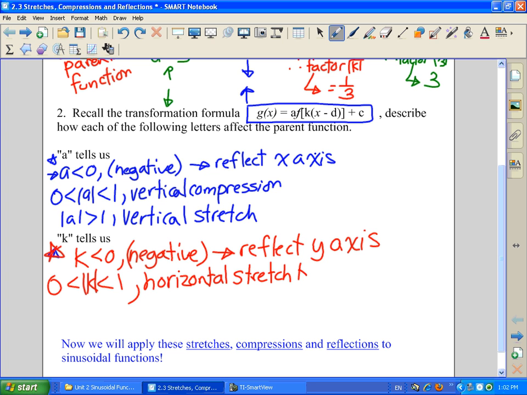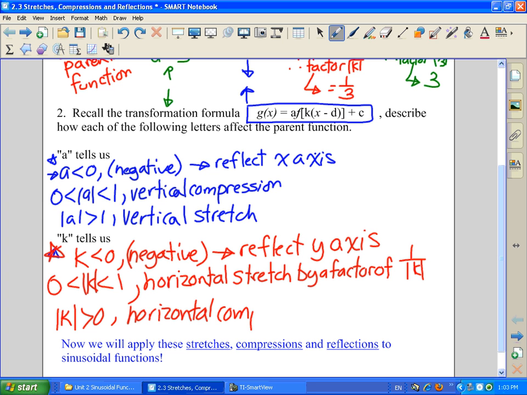And don't forget, it's by a factor of 1 over the absolute value of K. Likewise, if the absolute value of K is greater than 1, we have a horizontal compression. And again, it's by a factor of 1 over the absolute value of K.